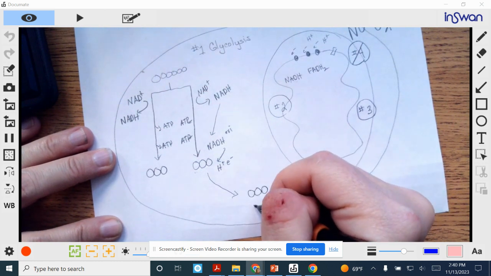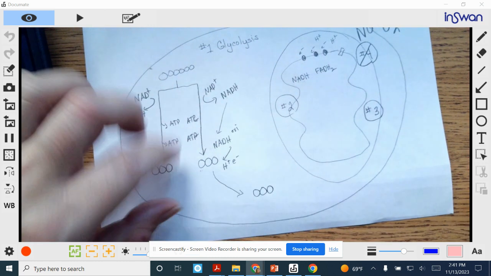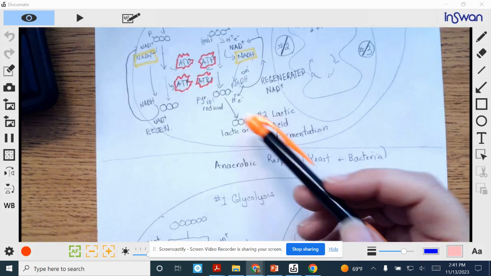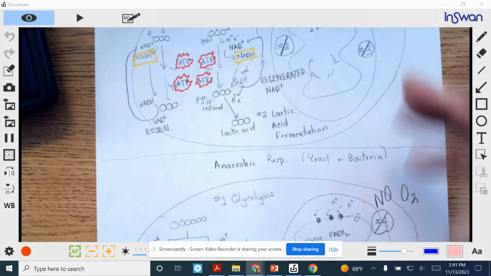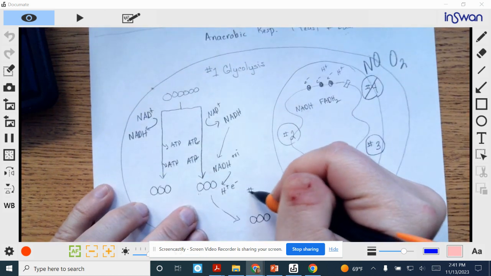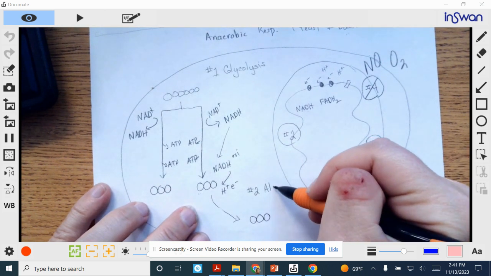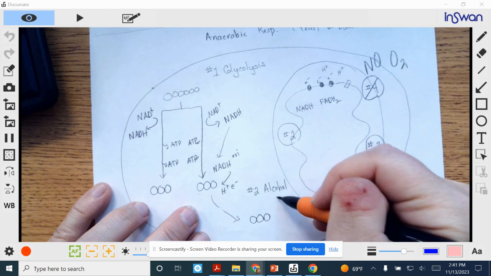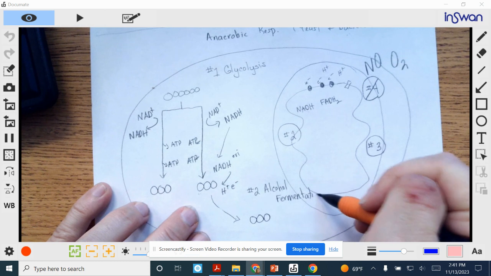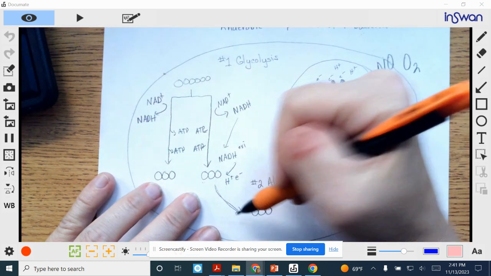Actually, let me pause for a second. This one's a little bit different than up here. Okay, so we had pyruvate gets turned into lactic acid. But this second part, these second steps, which is the fermentation step, in this case, it's alcohol fermentation. Alcohol fermentation. And actually, we can just leave it like that. No, we need to take off one. So there's actually a two-step process.